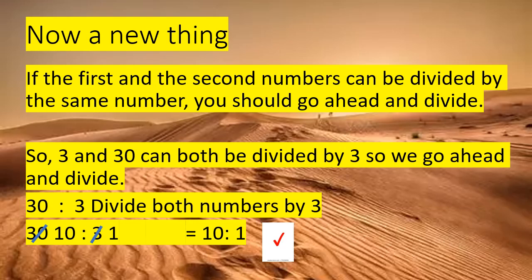Now, a new thing. If the first and the second numbers can be divided by the same number, you should go ahead and divide. So 3 and 30 can both be divided by 3, so we go ahead and divide. 30 divided by 3 is 10. 3 divided by 3 is 1. So the new ratio is 10 ratio 1.